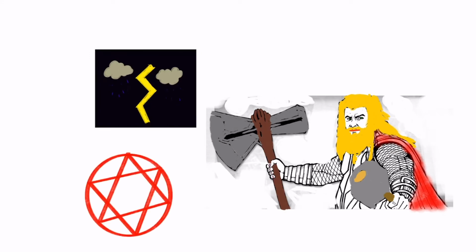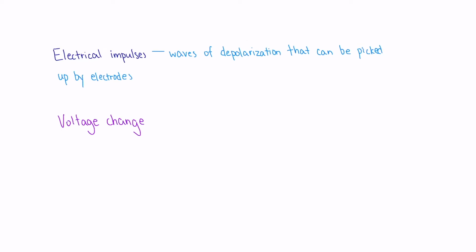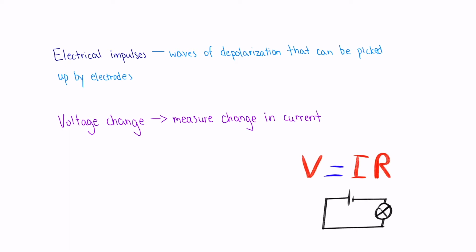We are basically walking circuits. Electricity flows through our veins like 4. You just need to learn how to summon it. Ha, just kidding. But in all seriousness, there are actually electrical impulses in our bodies, which are waves of depolarization that can be picked up by sticking electrodes on you. You can get the voltage change by measuring the change in the current, because physics.